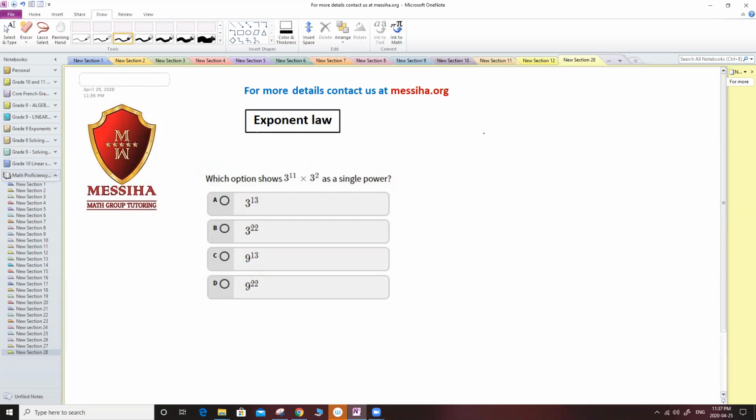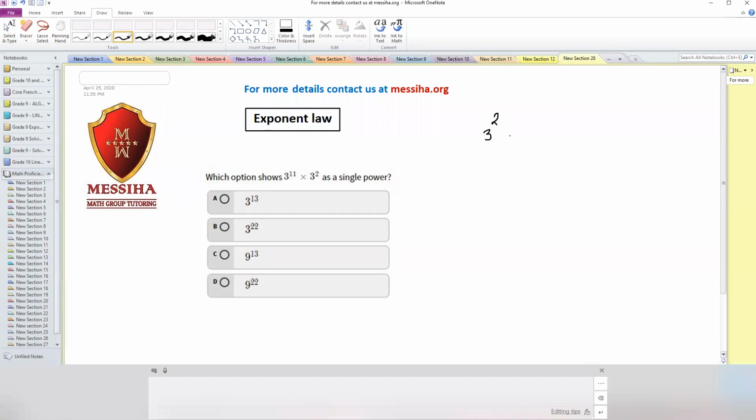If I have, let's say, 3 to the power of 2 times 3 to the power of 3, for example, some students see it like that: 3 to the power of 2 means 3 times 3. And after that, 3 to the power of 3 means I'm repeating 3 three times. At the end, it's going to give me 1, 2, 3, 4, 5, which means 3 to the power of 5.